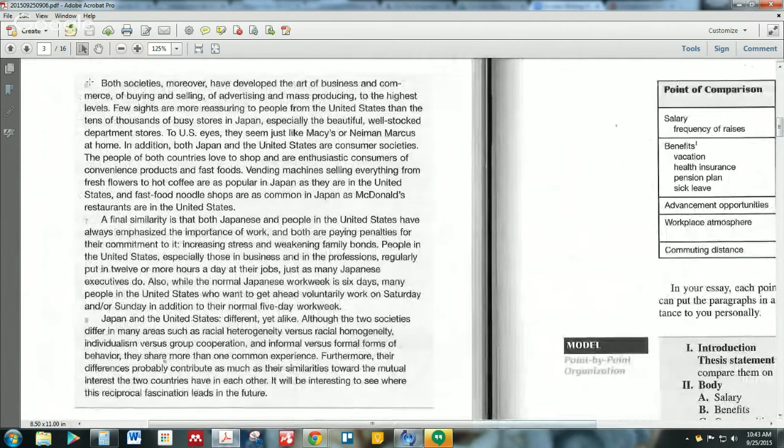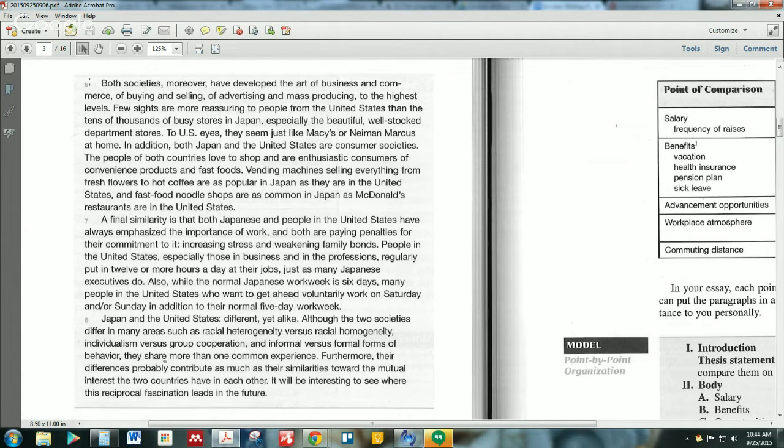Both societies, moreover, have developed the art of business and commerce, of buying and selling, of advertising and mass producing to the highest levels. Few sights are more reassuring to people from the United States than the tens of thousands of busy stores in Japan, especially the beautiful, well-stocked department stores. To US eyes, they seem just like Macy's or Neiman Marcus at home.